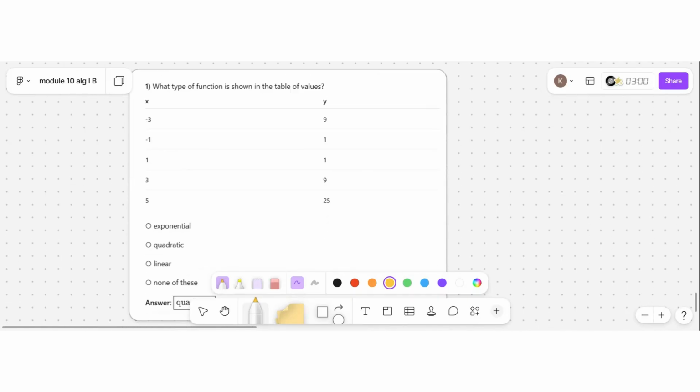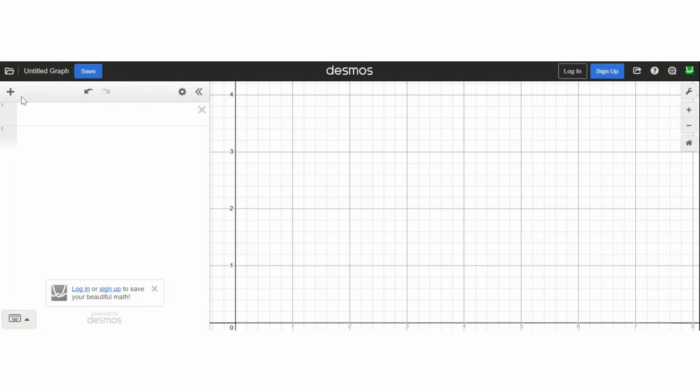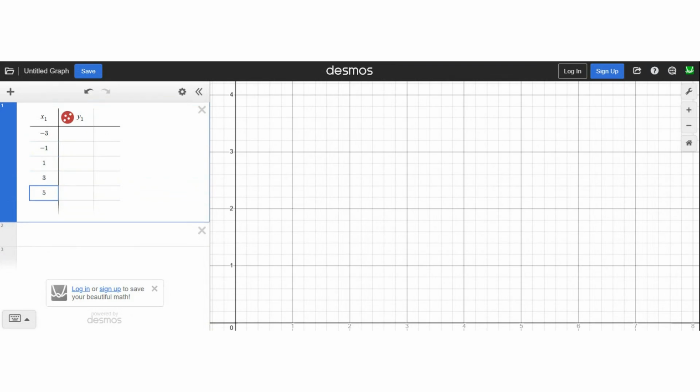It says, what type of function is shown in the table of values? So we have exponential, quadratic, linear, or none. So what we're going to do first, we're going to type in this table into Desmos. So let's go to Desmos. To do a table, you hit the plus sign, you hit table, and we're going to plug in our X values first from the question, which are these. So again, pause the video and make sure you're following along and typing these in as well. 9, 1, 1, 9, 25.